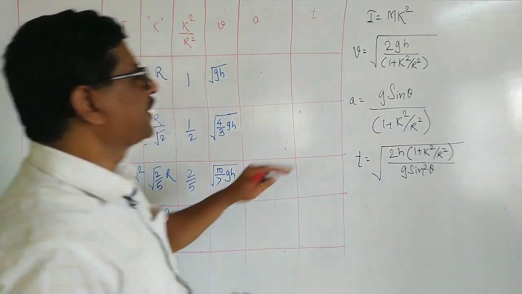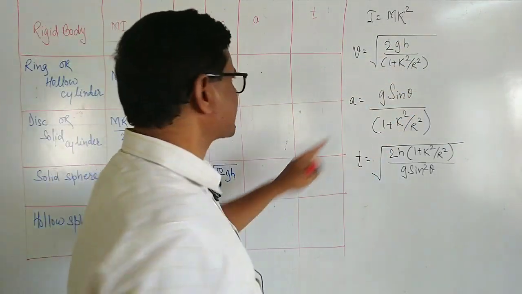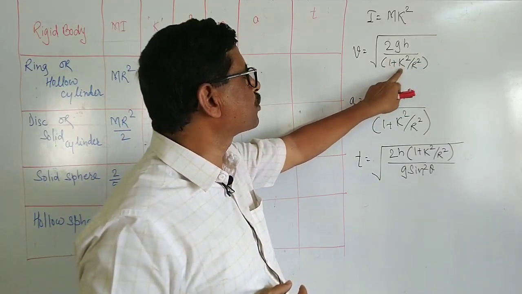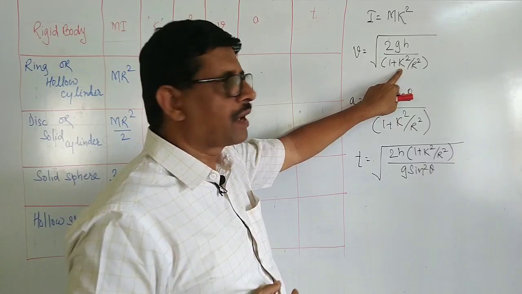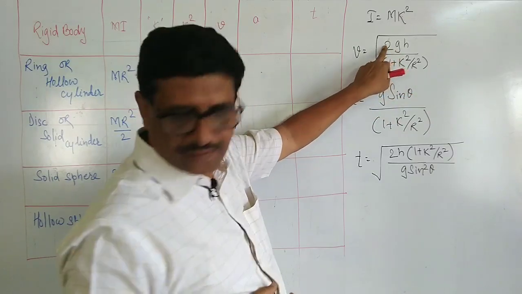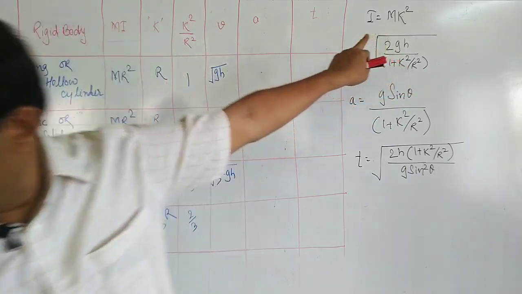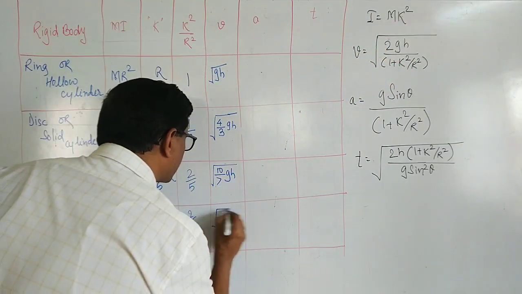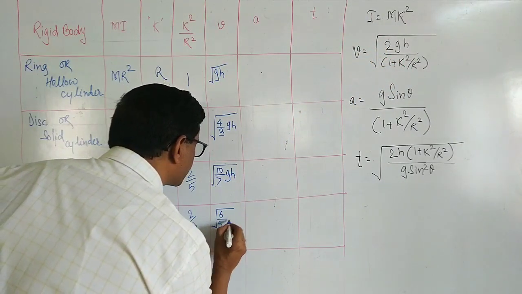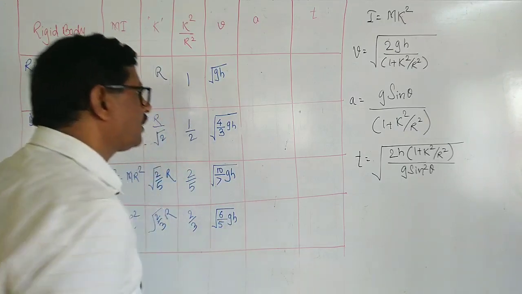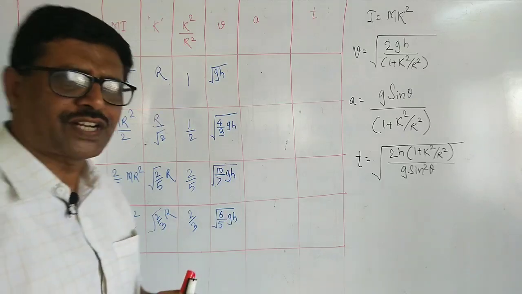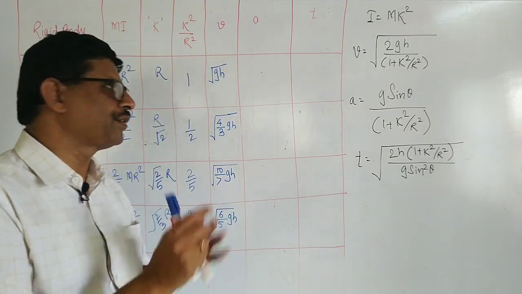And similar to that, k²/r² is 2/3. 3 plus 2, 5. 5/3. Then it will be 6/5. It should be √(6/5 gh). These are the velocities. What is important is not the mathematics that we are doing here.